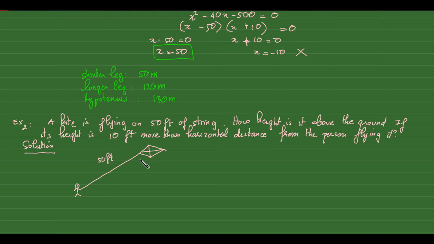So the horizontal distance is this, and this is the height of the kite. Its height is 10 feet more than the horizontal distance. So over here, if the horizontal distance is x, the height will be 10 plus x. My picture is not really good, because you see how 10 plus x is greater than x. So if you want to fix the picture, you just make it something like this.